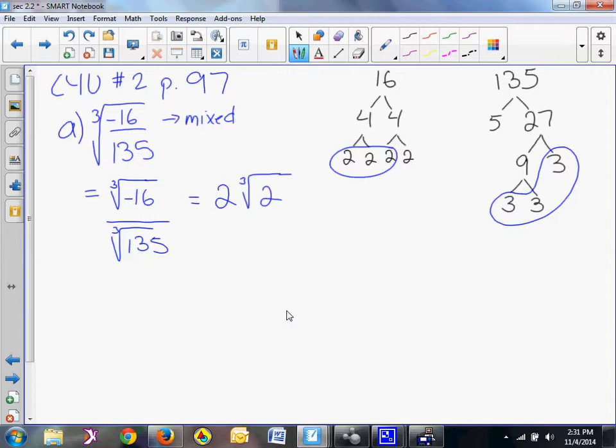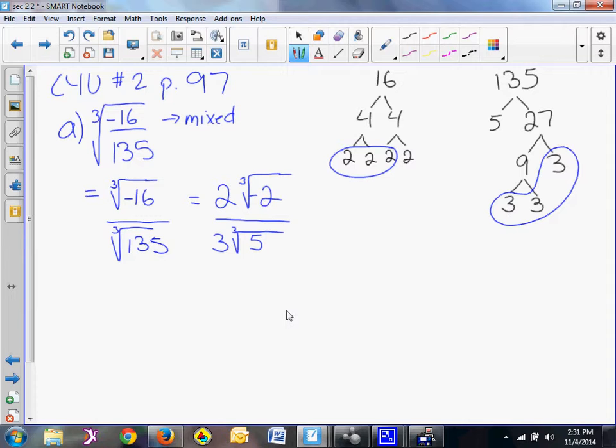So we have the negative there. Okay, and then similar for 135, I circled a group of 3's, so they're represented on the outside by one of the 3's, and then whatever is left stays inside the radical, which is that 5. Okay, so technically that's a pretty good answer. We're going to clean it up a little bit.